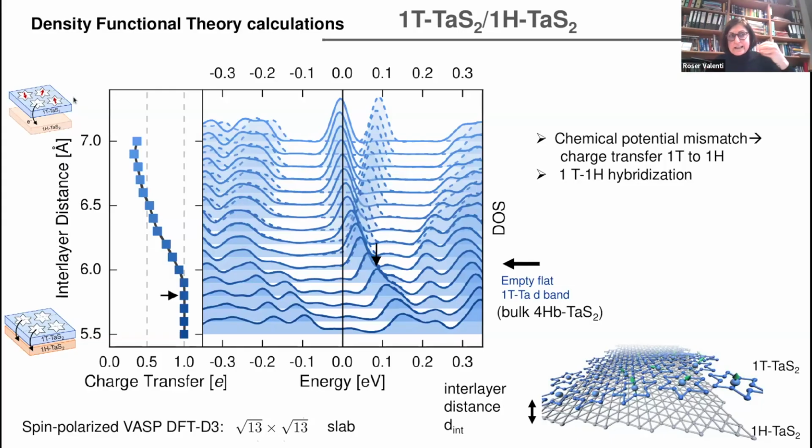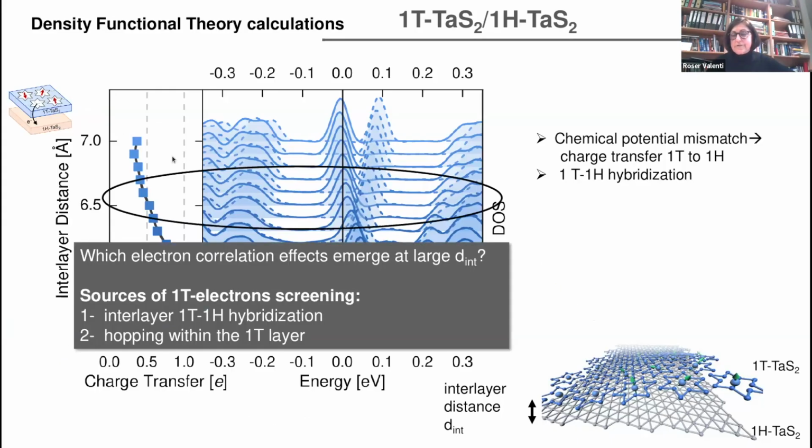So how do we bring that together with the interpretation of this zero bias peak that I was showing to you, and whether it's a Kondo type of behavior or not? And for that, we really need to go beyond DFT.